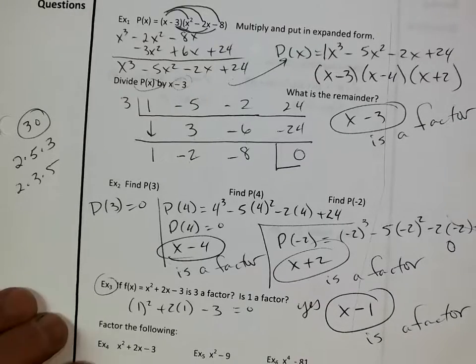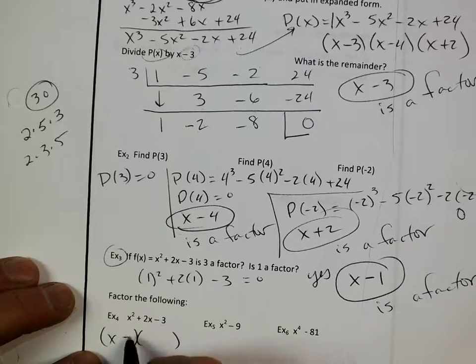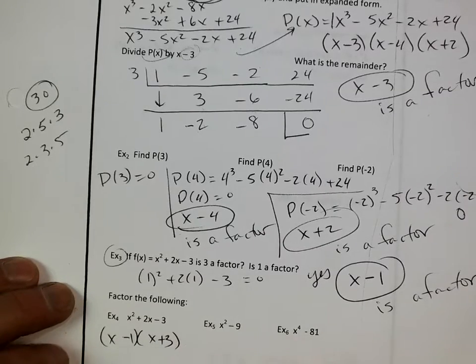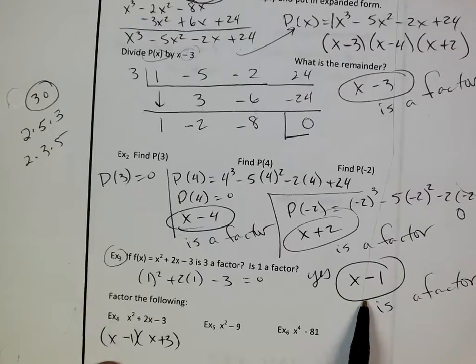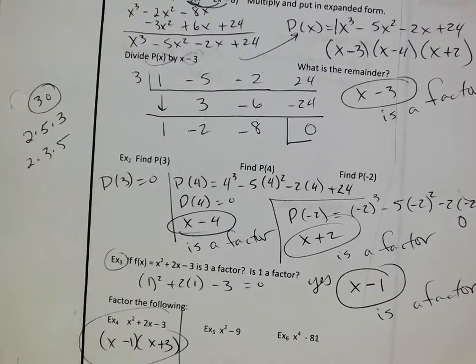In fact, example 4, let's factor it. What does that factor into? x minus 1 and an x plus 3. Yeah. Awesome. We already knew x minus 1 was a factor, but we can factor it and get it a lot faster. You guys agree? Yeah.